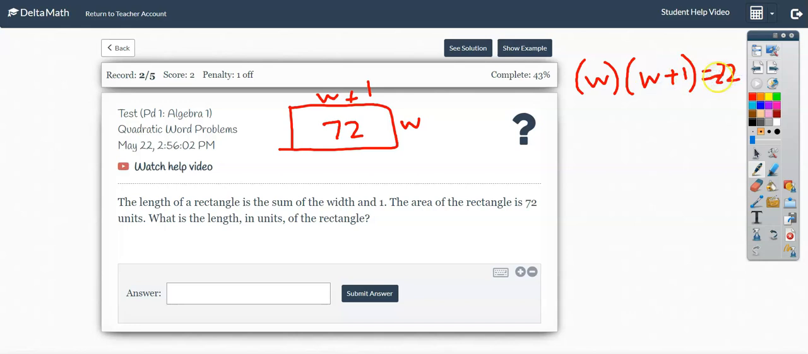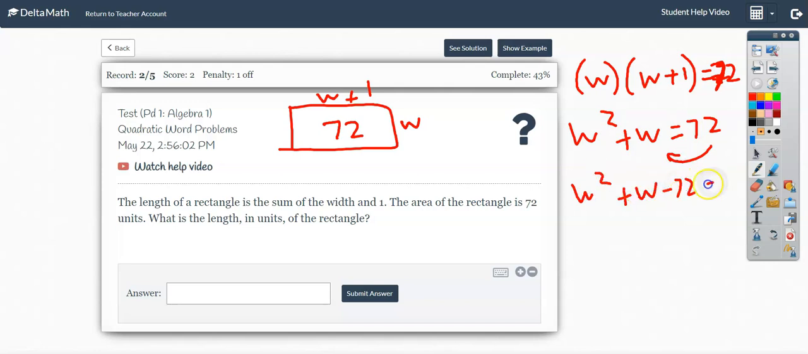Oops, that's a weird looking 7. It looks like a 22. 72. So W squared plus W equals 72. Move the 72 over. W squared plus W minus 72 equals 0. Pretty much have done this already. The two numbers that multiply to negative 72, but add to 1 are 9 and negative 8. 9 and negative 8 this time.